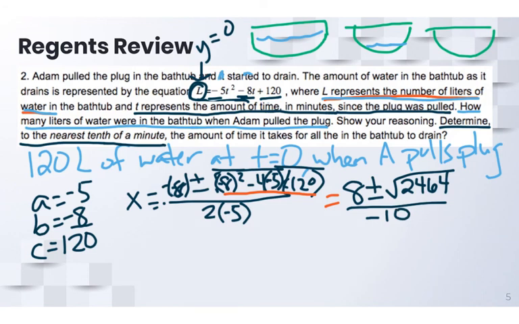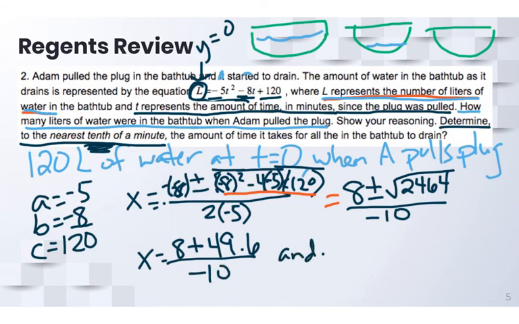Okay, so remember, this is two things. It is x equals 8 plus, and I'm actually going to put this in decimal form now. So I'm going to put the square root of 2464 in my calculator, enter. And I get about 49.6386, okay? And I want it to be to the nearest tenth, right? So I'm just going to put 49.6, divided by -10.